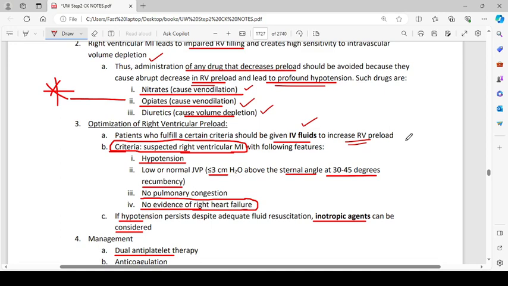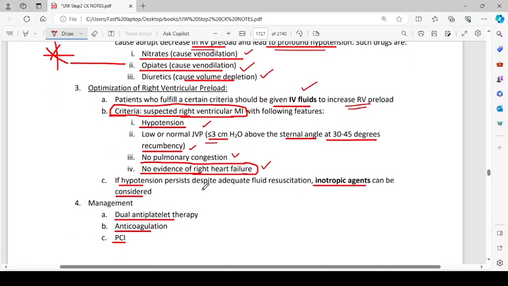The criteria is suspected right ventricular MI with the following features. In these people, we can give intravenous fluids: people who have hypotension, low or normal jugular venous pressure that is less than 3 centimeters of water above the sternal angle at 30 to 45 degree recumbency, no pulmonary congestion and no evidence of right-sided heart failure. There is right-sided infarction, yes, but it has not gone all the way to frank failure.